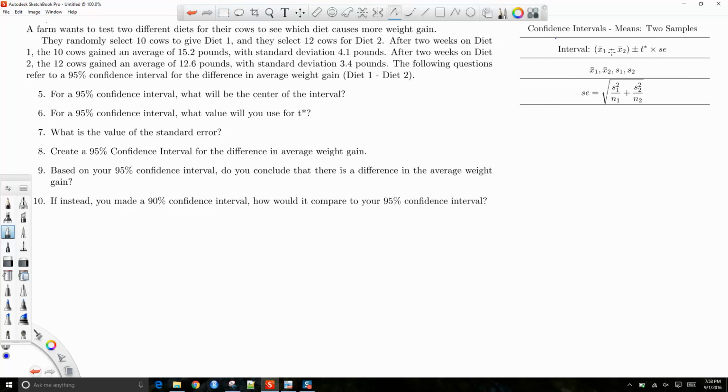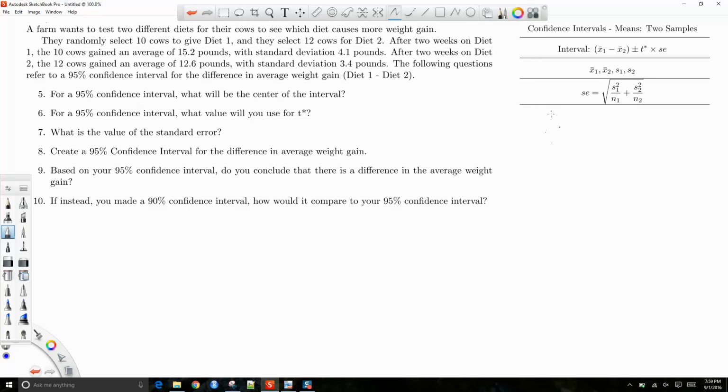So in this case, we're dealing with confidence intervals, means, 2 samples, and so we see the interval is x bar 1 minus x bar 2 plus or minus t star times the standard error. These are the variables that we need: x bar 1, x bar 2, s1, and s2, and we calculate the standard error this way, okay?